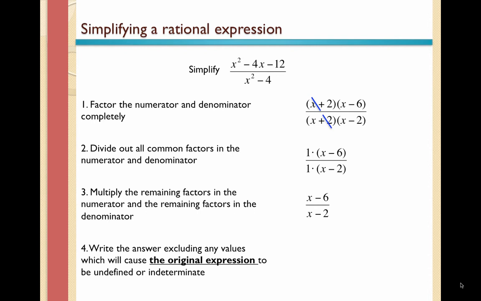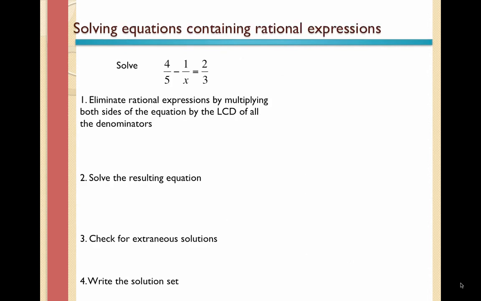Are there any values of x that are going to cause our original denominator, x squared minus 4, to equal 0? Well, definitely. If you plug in a negative 2 for x, then x squared minus 4 is going to be 0. And if you plug in a 2 for x, then x squared minus 4 is equal to 0. So these are the two values that we have to warn our audience about. Let's solve now.